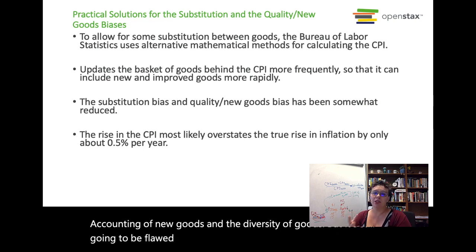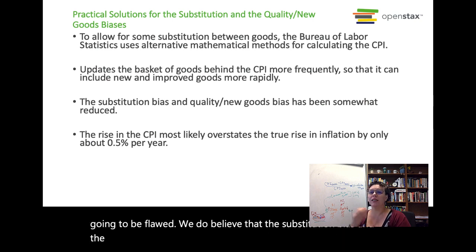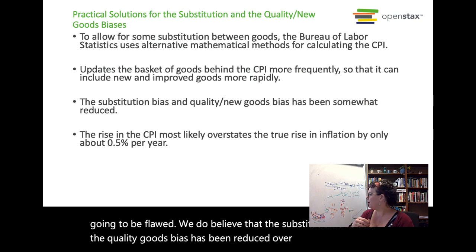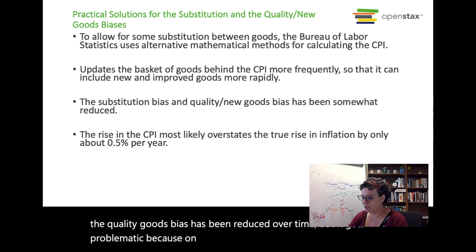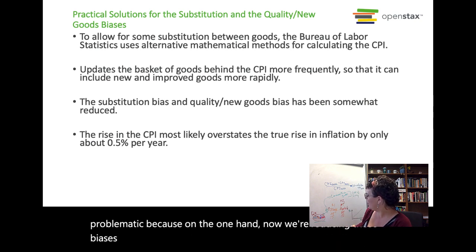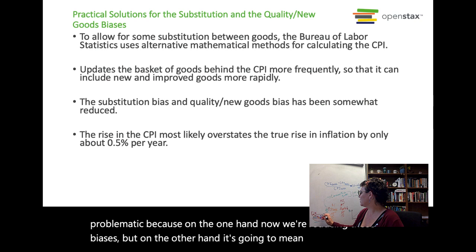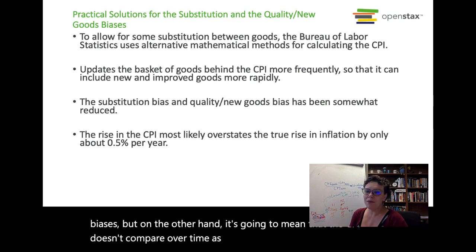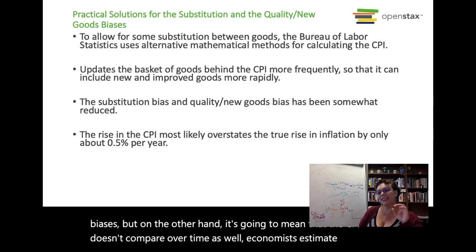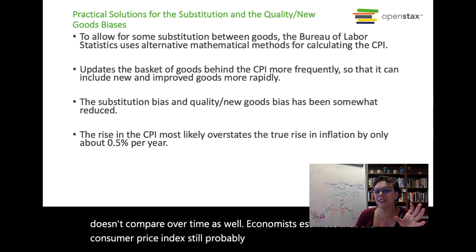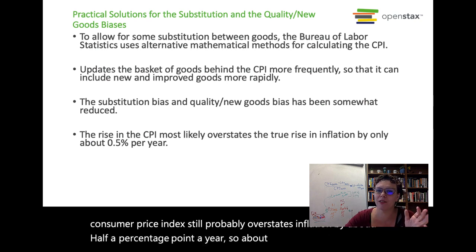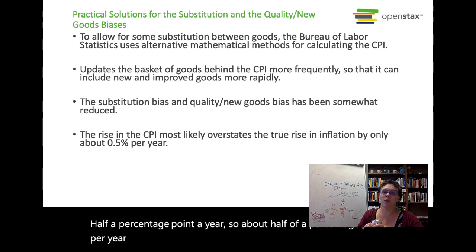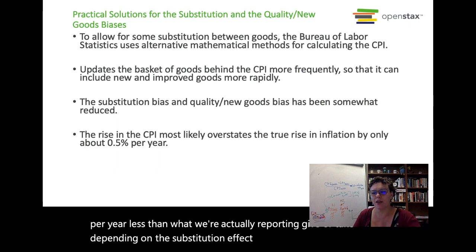We do believe that the substitution bias and the quality goods bias has been reduced over time, but it gets problematic because on the one hand, now we're reducing those biases, but on the other hand, it's going to mean that the CPI doesn't compare over time as well. Economists estimate that the consumer price index still probably overstates inflation by about 0.5 percentage point a year. So about 0.5 percentage point per year, less than what we're actually reporting, give or take, depending on the substitution effect and what kind of new goods are really on the market.